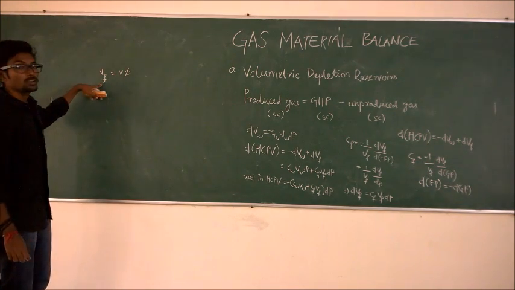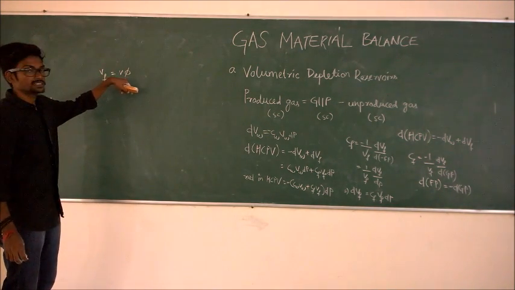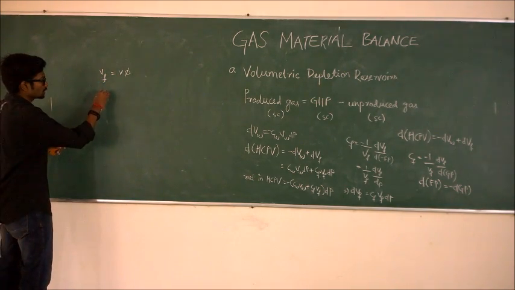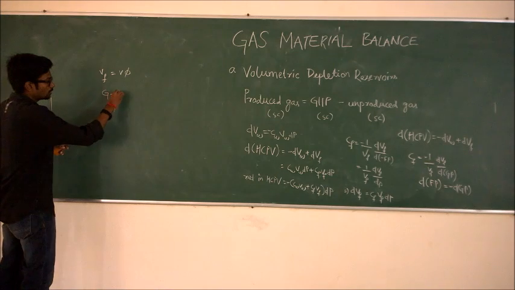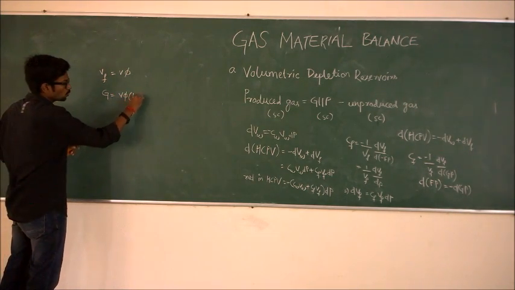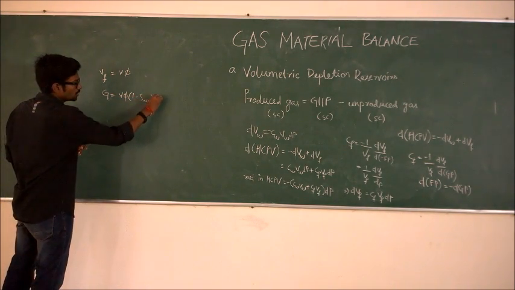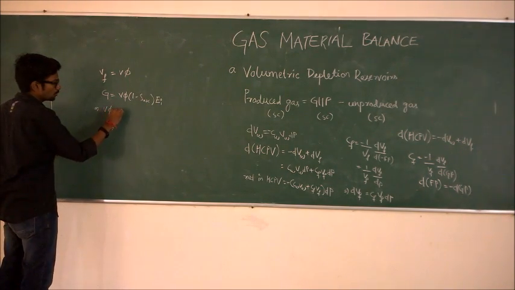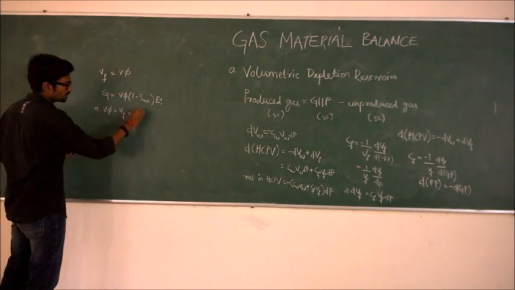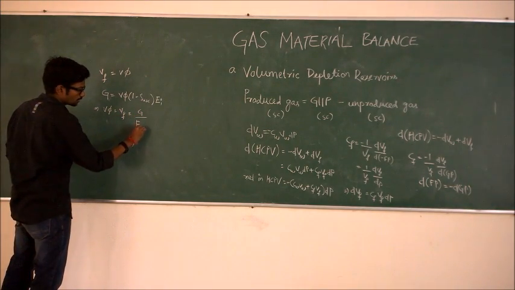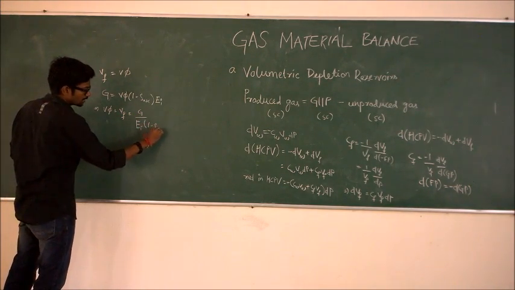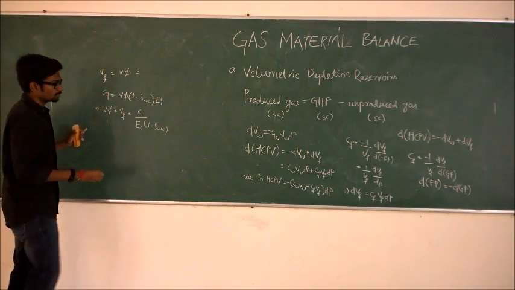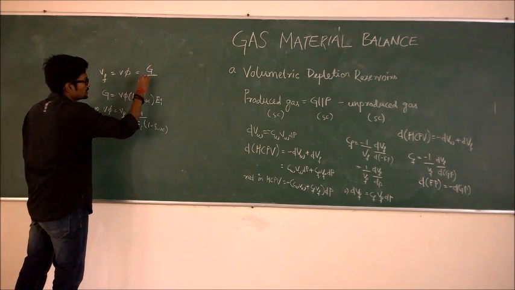Here the pore volume is V into phi. The phi is the porosity of the reservoir. V is the bulk volume. Since we know that the gas initially in place is equal to V phi into 1 minus SWC into EI. So from this V phi or pore volume can be given as G by EI into 1 minus SWC.